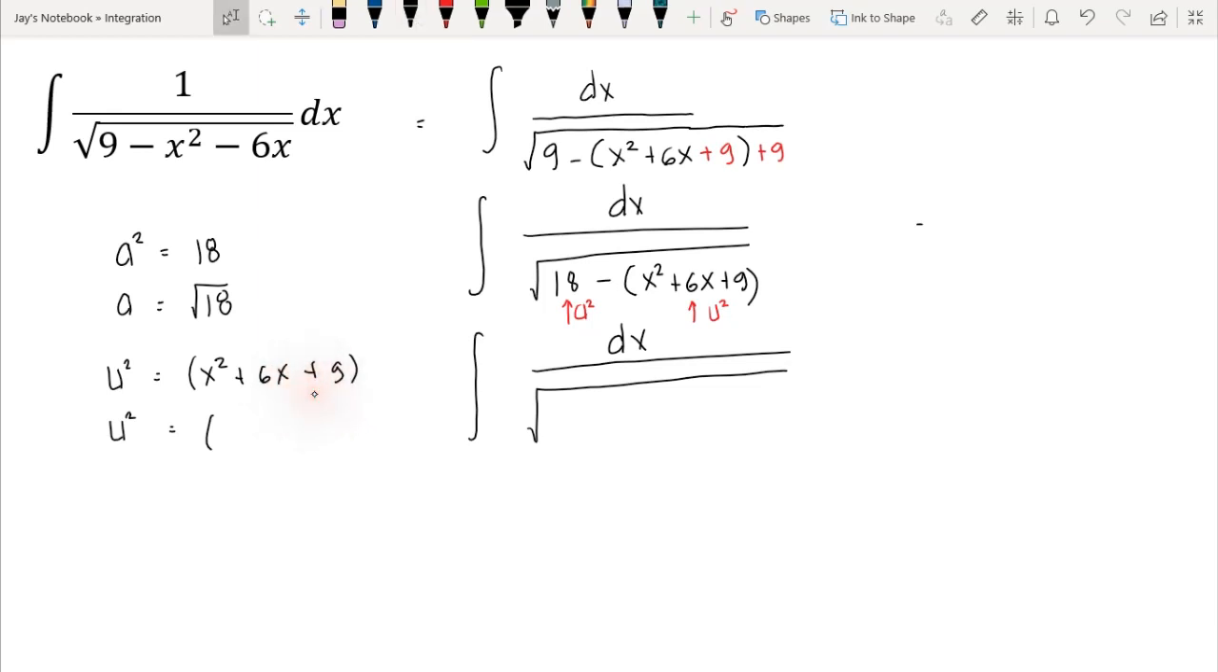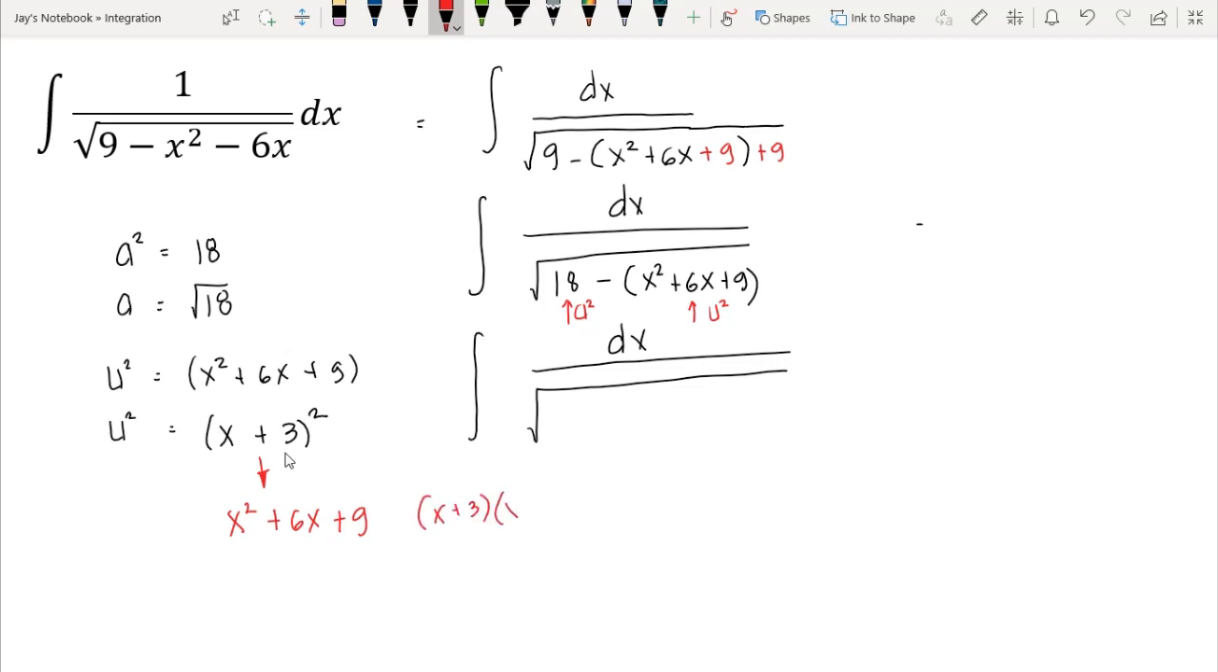Since the last term here is 9, therefore we have 3. So we have x plus 3 squared. Again, if you want to evaluate this one, we have the square of the first term, x squared, the first term times the second term, we have 3x, times 2, we have 6x, then square the last term, that is 9. That is the rule in evaluating the square of a binomial.